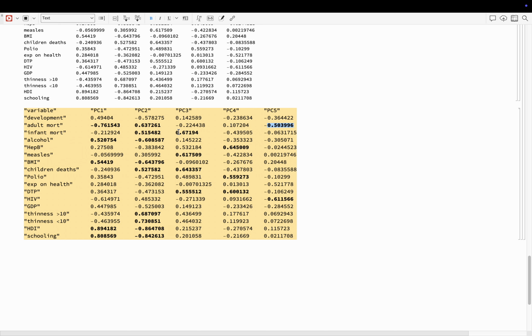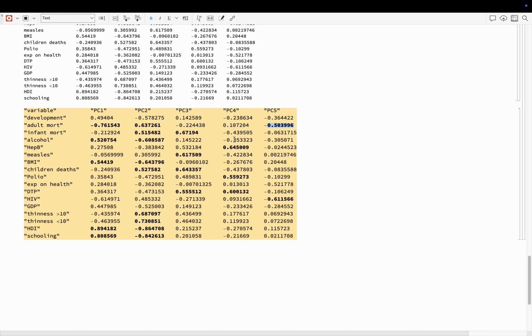And there is the third component. We have infant mortality, we have measles cases, we have children deaths, and there is also expenditure on health. So I will say this is the component that says something about health of children in general. It is positively correlated with infant mortality, with measles cases, and with children death. So the bigger this principal component, the worse health of children in a country is.